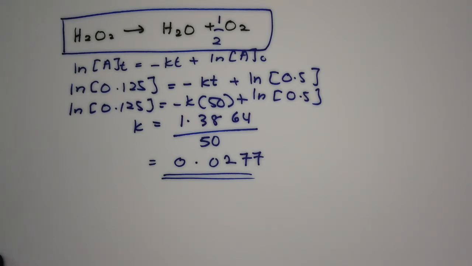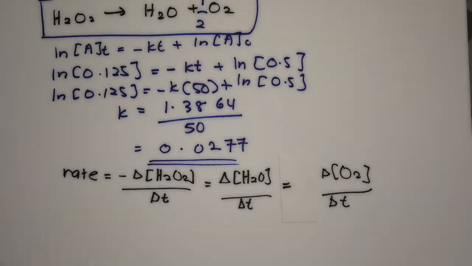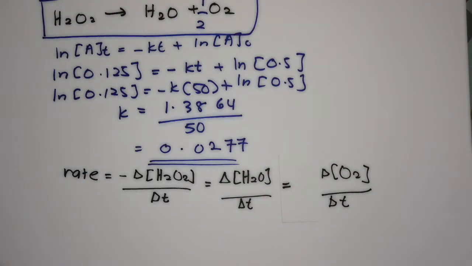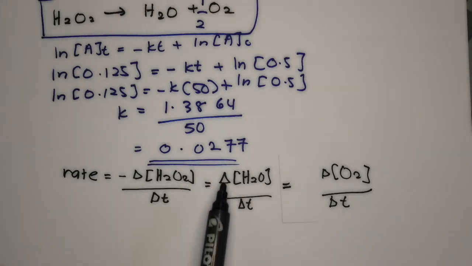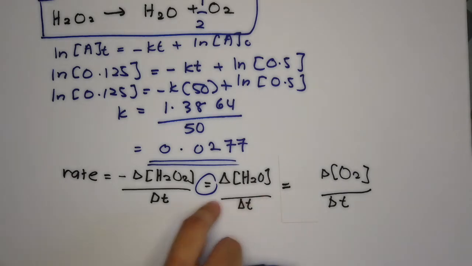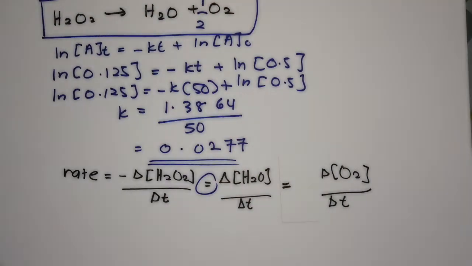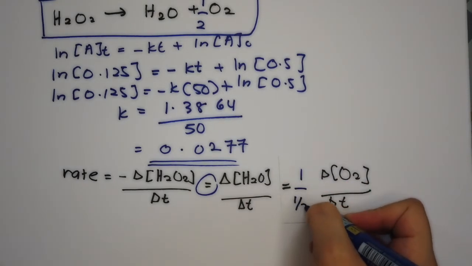Now from this equation, you need to be able to write the rate expression. This is your rate law. Now you need to write the rate expression. So moving on to the rate expression. The rate expression for this reaction is: whatever is in the reactant must be negative. So negative delta concentration of H2O2 over delta t equals delta concentration of water over delta t and delta concentration of oxygen over delta t. If you can see here, it's 1 over 2. For rate expression, it should be 1 over whatever value you have here. So 1 over 1 over 2.